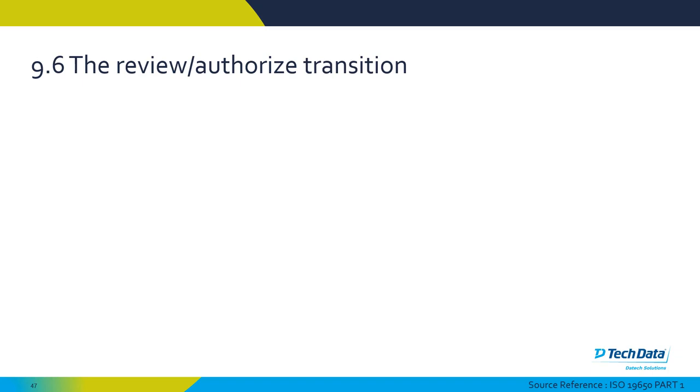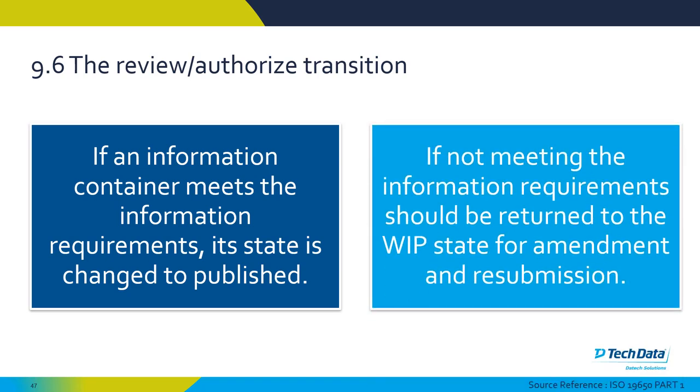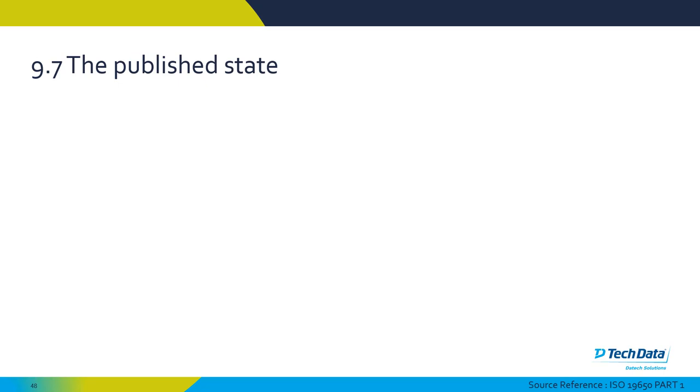Then the review and authorize workflow. If an information file or document meets the information requirement, its state is then changed to published. And then if it's not meeting the information requirements, it should be sent back to the work in progress state, and then it should be updated and then resubmitted, and then go through the approval process again. So it's all about quality assuring your information.